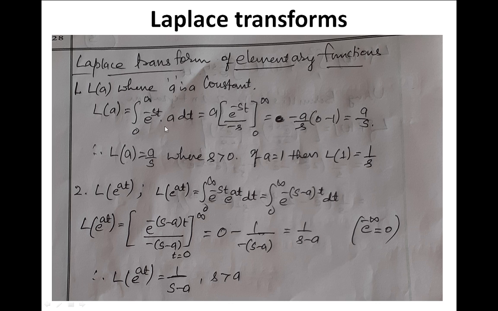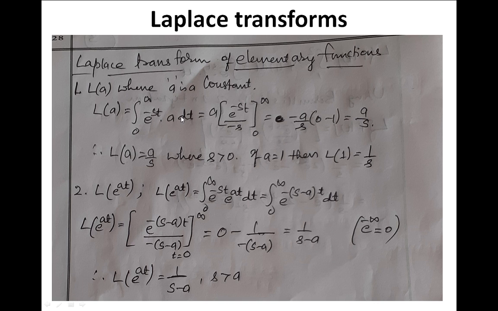Then L of a is equal to integration between 0 to infinity e to the power minus st into a. F of t is equal to a. That's all. There is no other thing. What is the nature of a? A is a constant. Therefore, integration between 0 to infinity e to the power minus st into a dt. Take the integration keeping a outside.